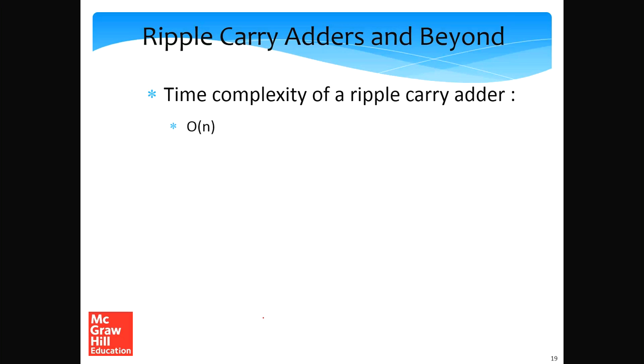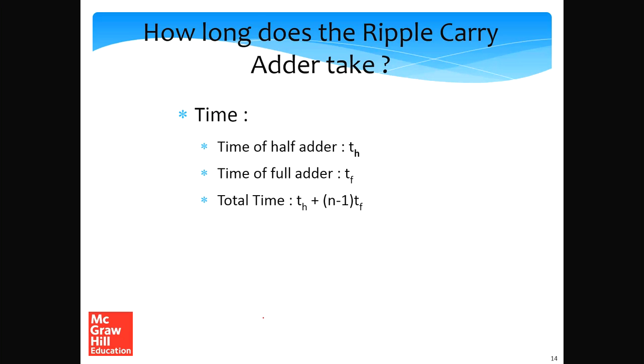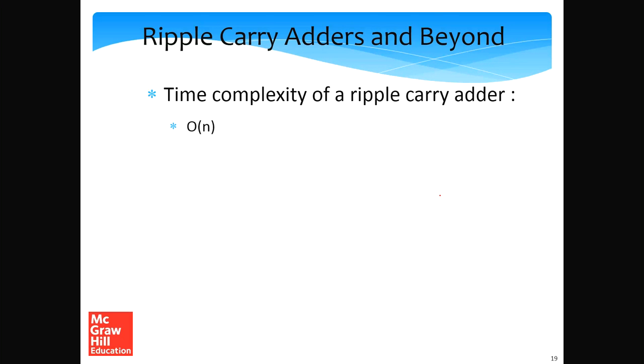So let's take a look at the complexity of a ripple carry adder. Let's actually go back. At this point, what we see is that the time complexity is th plus (n minus 1) times tf. These th and tf are constants, so the only variable in here is n, and so we can say that this is equal to order of n, where n is the number of bits that we are trying to add. So the complexity of a ripple carry adder thus becomes order of n, in the sense that asymptotically, roughly we will take order n steps if we have n bits.